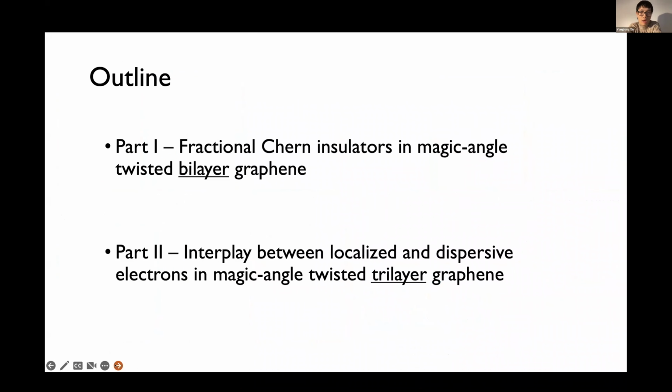So for today's talk, I would like to basically tell you two things. The first thing is the observation of fractional Chern insulators in moiré-angle twisted bilayer graphene. And for the second part, I'll show you how we have gained some understanding about the interplay between the localized and the dispersive electrons in magic-angle twisted trilayer graphene.